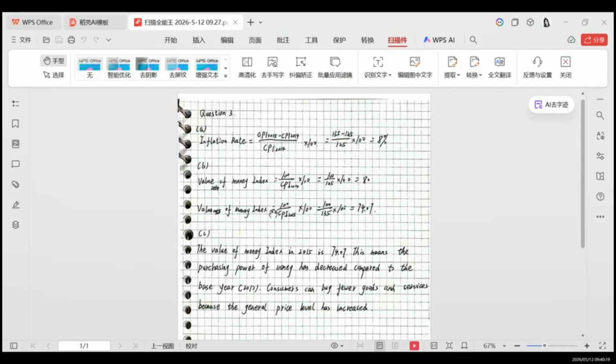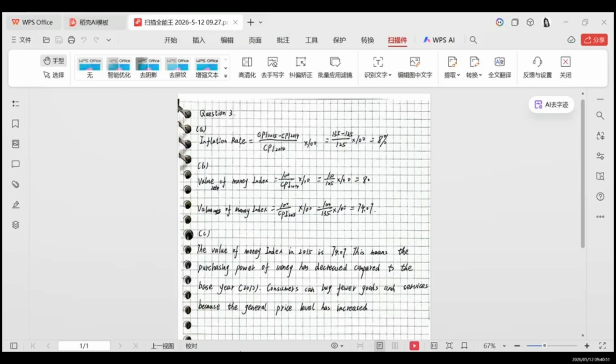Next, for part B, we calculate the value of money index for 2014 and 2015. The formula is this. For 2014, the value is 80, and for 2015, the value is 74.07.